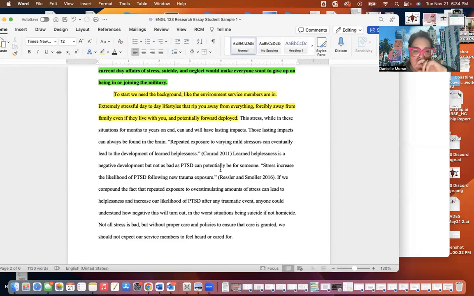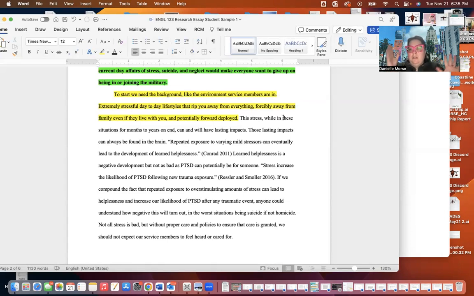So this seems to focus on PTSD, right? Is there anything about PTSD in the topic sentence? Let's read it. To start, we need the background. No, get the first person out of there. Like the environment service members are in. Extremely stressful day-to-day lifestyles that rip you, second person, nope, away from everything, forcibly away from family, even if they live with you and potentially forward deployed. That I'm like, are you for or against the military?